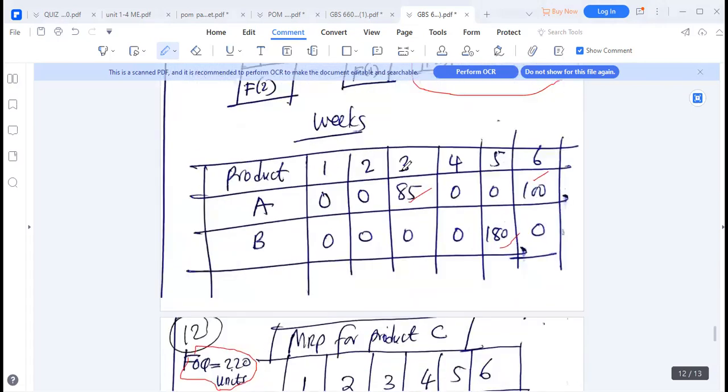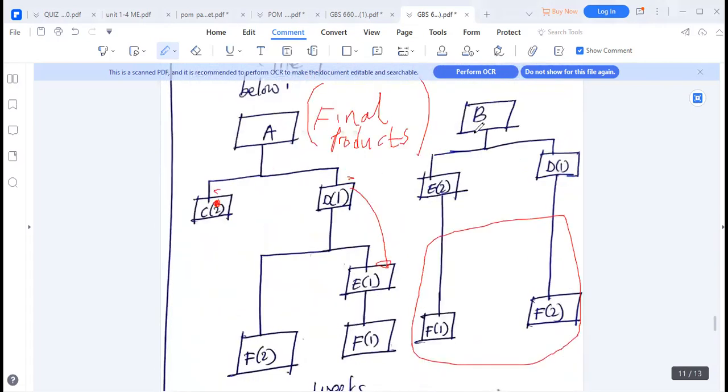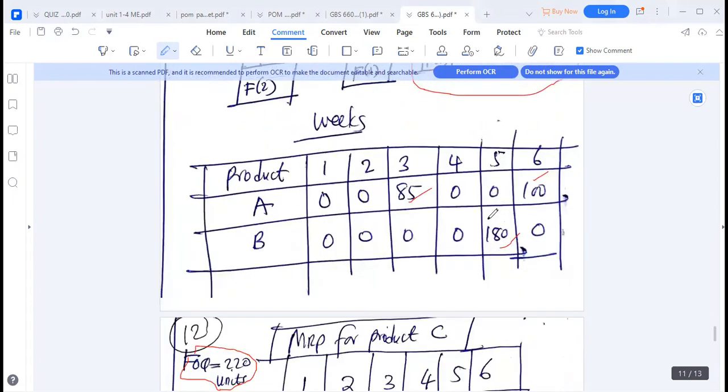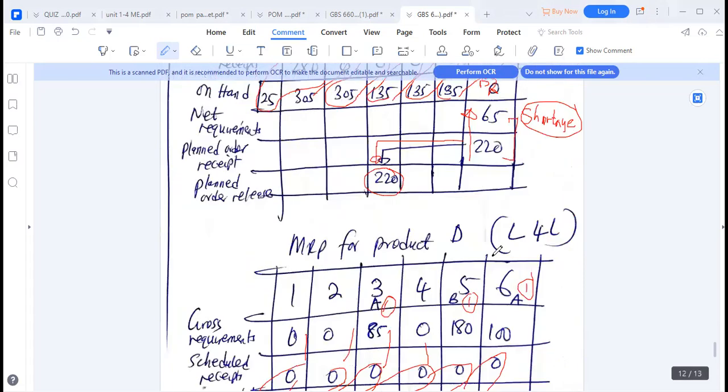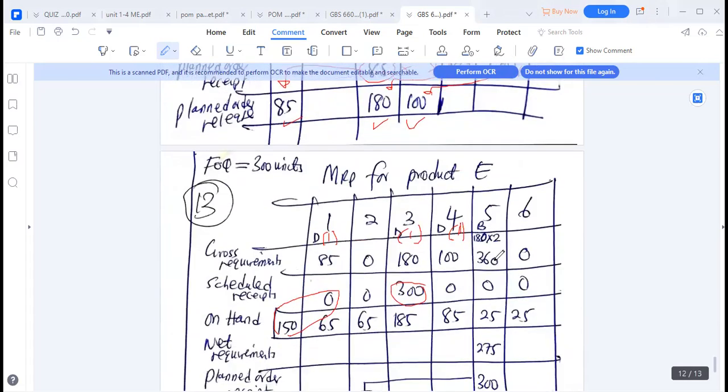Then as well E also is the same product, but it's coming from B by 2. So we check for B. B is 180 already here. It was given by 2. So meaning that 180 by 2 will be 360. So these are the gross requirements for E.